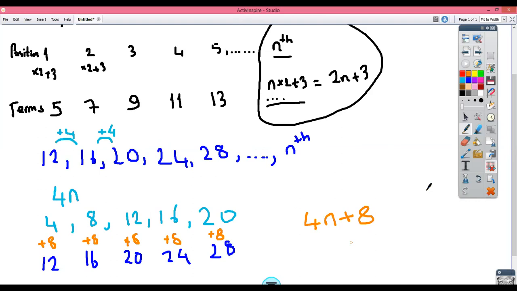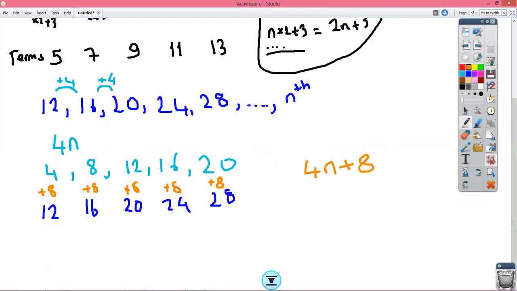Now let's check whether it is true or not. I am going to put first, second, third, fourth, fifth position here. If I put 1 instead of n, 4 multiplied by 1 plus 8 is equal to what? 4 plus 8 is 12. Then 2 multiplied by 4 plus 8 is 16. Now, 3 multiplied by 4 plus 8.